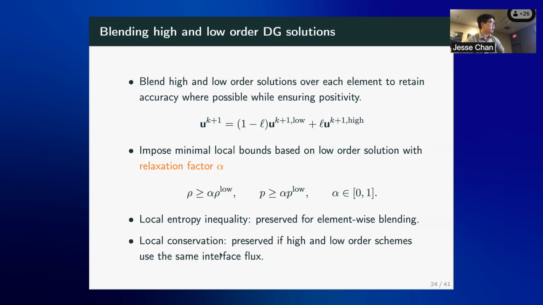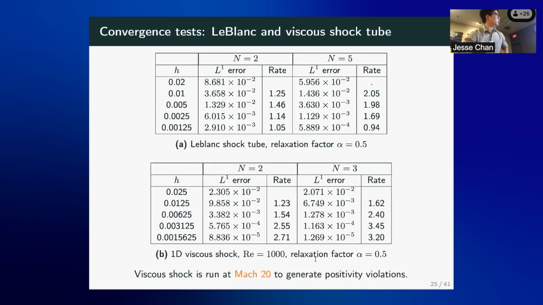We also get local conservation, which is preserved if we use the same interface flux for both high and low order methods. So at the moment, this means we're restricted to the Lax-Friedrichs flux or to some other positivity preserving flux like HLLC, but we're hoping to explore ways to remedy this in the future. And that's it. Let me show you some numerical results to show you this actually seems to work okay.